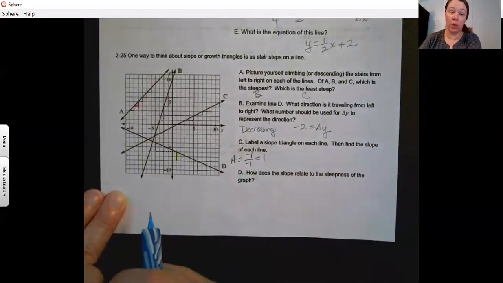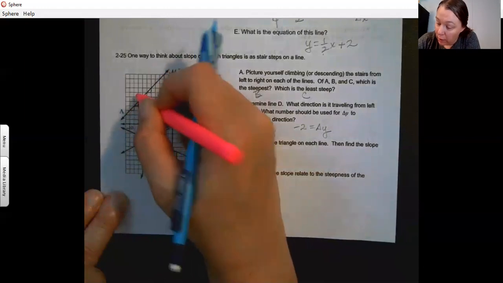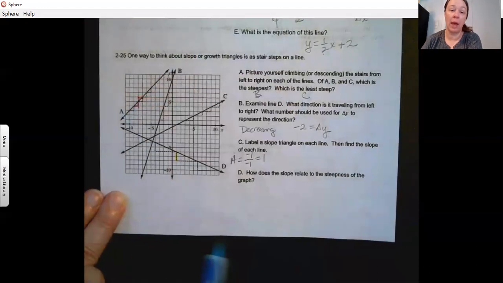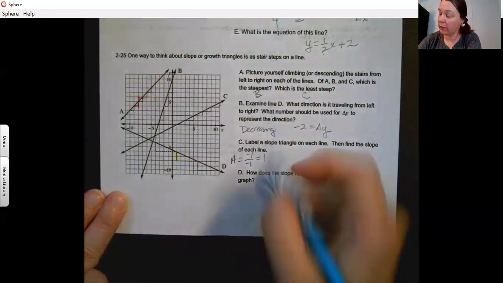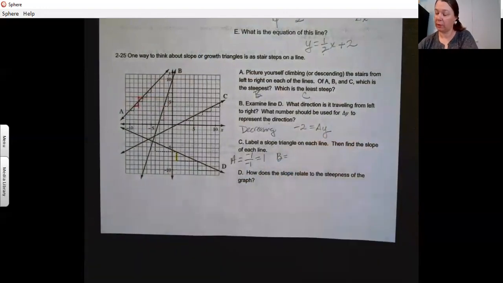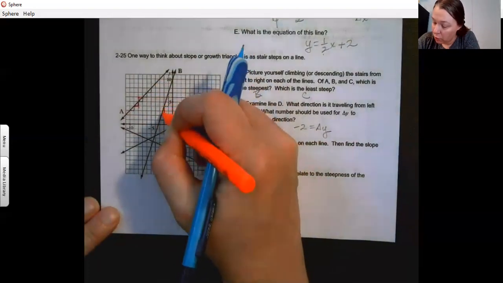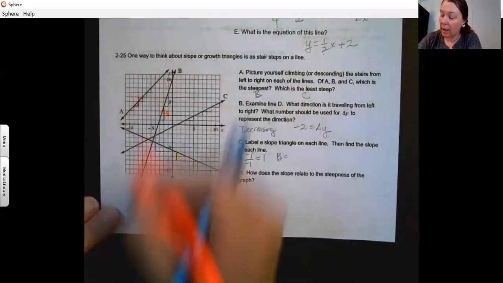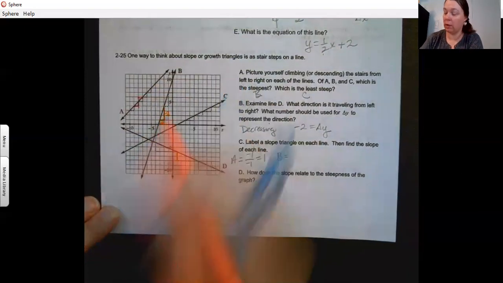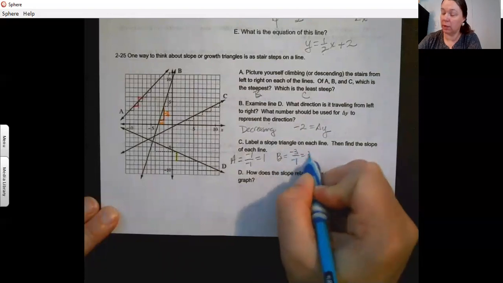You could draw more than one slope triangle than what's given. You could also think of it as going up 1 and over 1, and that would also give you 1. Okay, for line B, I already have some drawn in here, so I might just use these. Here I'm going down 1, 2, 3, so that's -3. And then I'm going to the left 1, so -1. So -3 over -1, which is 3.